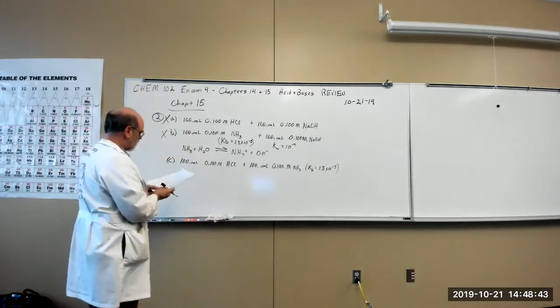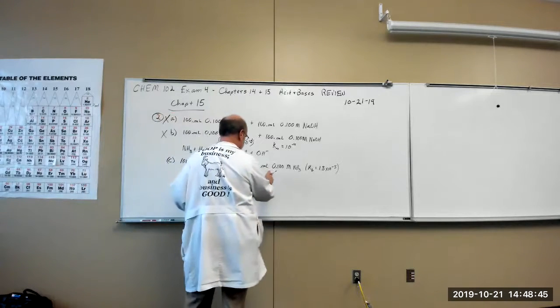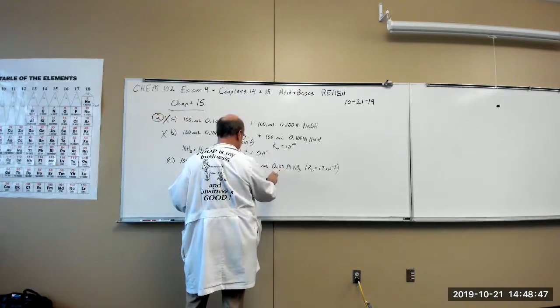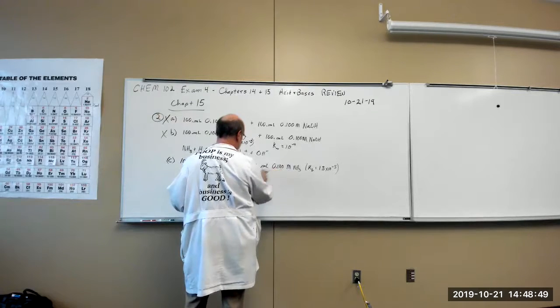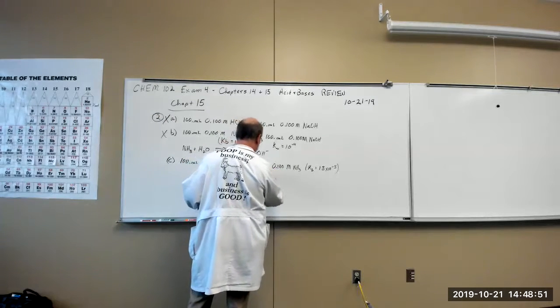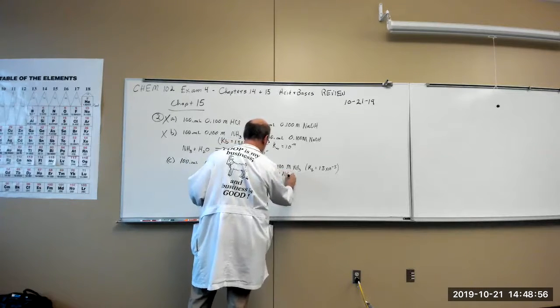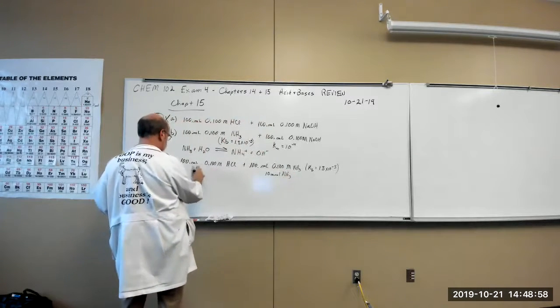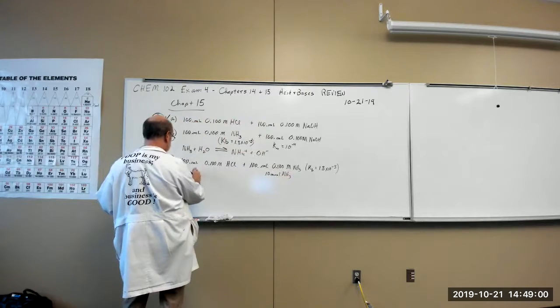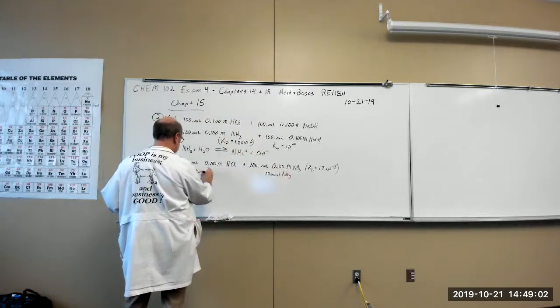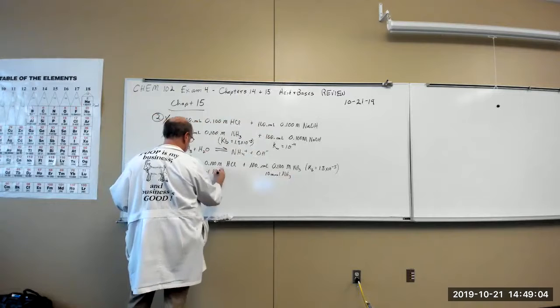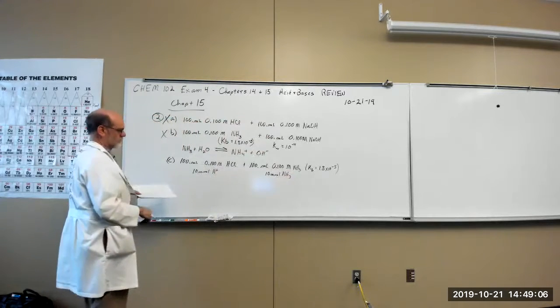Right? So how much ammonia do we have here? How many moles of ammonia? 0.1 molar times 100 is 10 millimoles of ammonia. And this one is, what, 10 millimoles? Yeah, 10 millimoles of protons.